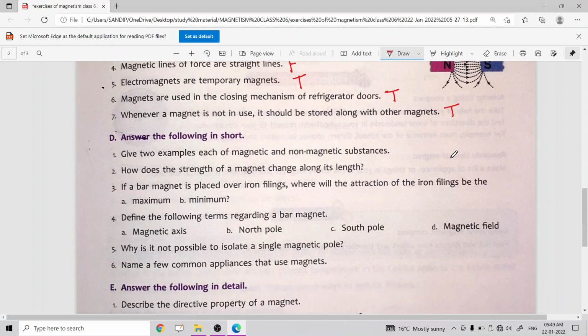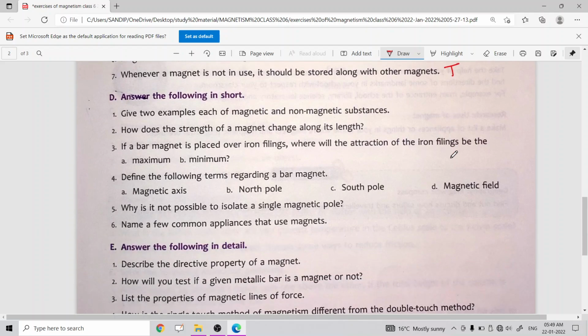Now we move to the next part, that is part D. Answer the following in short. The first one is: give two examples each of magnetic and non-magnetic substances. Magnetic substances are iron and nickel. Non-magnetic substances are copper, plastic, wood, etc.